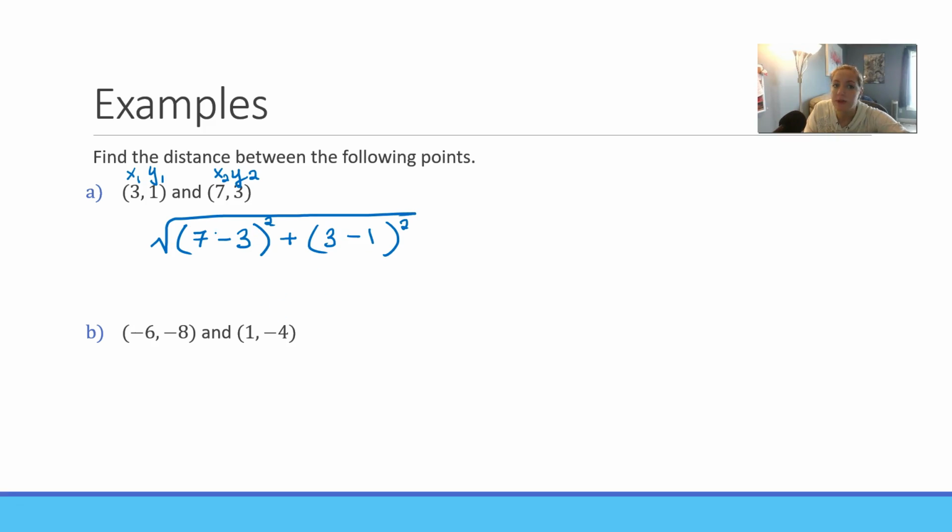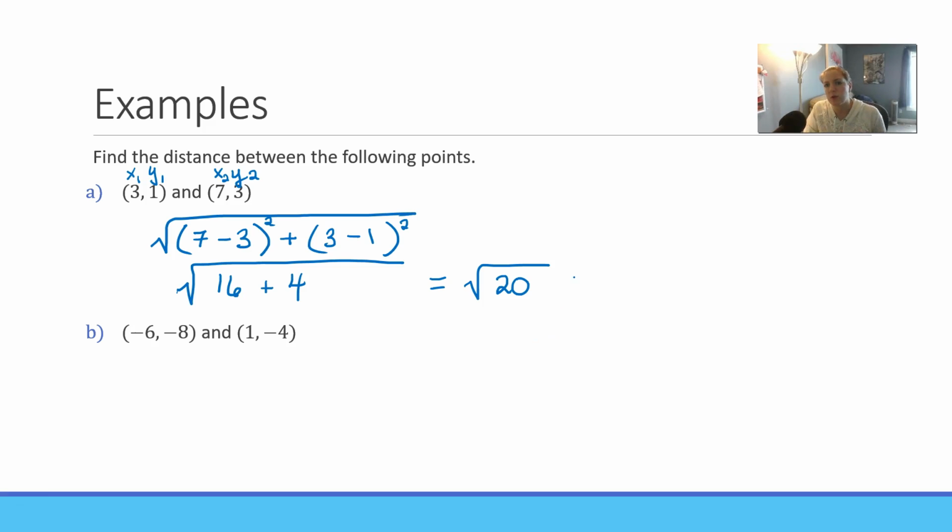And we have to simplify the inside first. So this becomes the square root of 7 minus 3 is 4. 4 squared is going to be 16. 3 minus 1 is 2. 2 squared is 4. And then we just go ahead again, simplify by adding inside first. 16 plus 4 is 20.